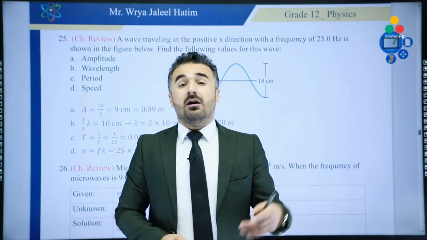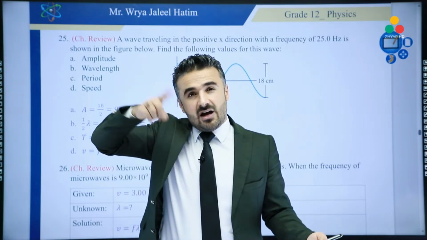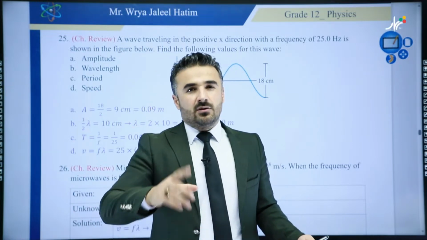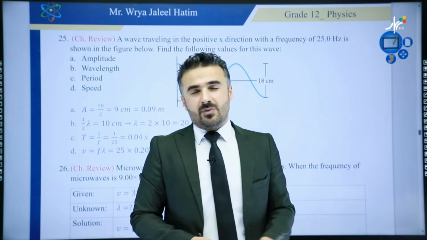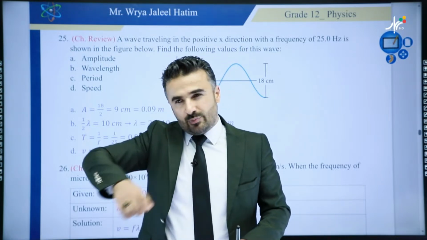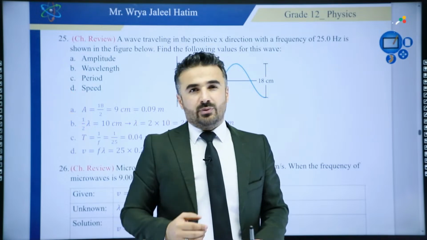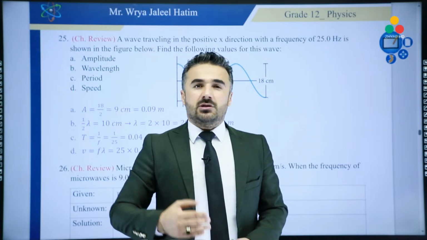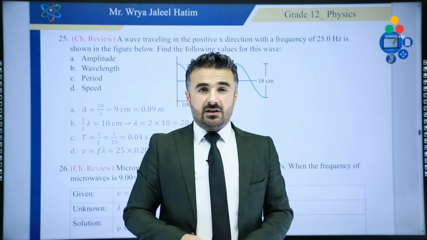And then after that we talked about frequency, which is basically the number of vibrations or cycles per unit time. And then we talked about period as well. We said period is basically the time it takes for one complete oscillation or one complete cycle. Frequency was measured in hertz, and period is measured in seconds.